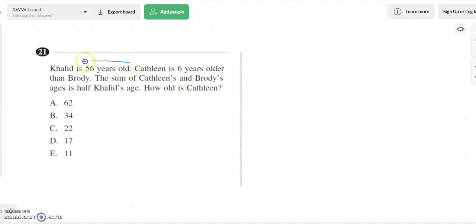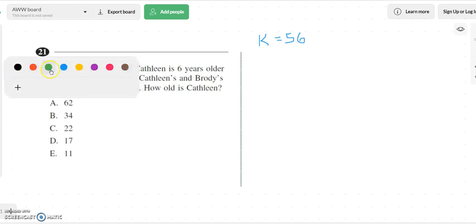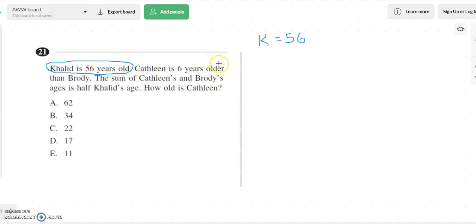Khalid is 56 years old. This is something that we know, and I'm going to put it over here. Khalid is 56, okay? Kathleen is 6 years older than Brody. So Kathleen is 6 years older than Brody. Kathleen is Brody plus 6.